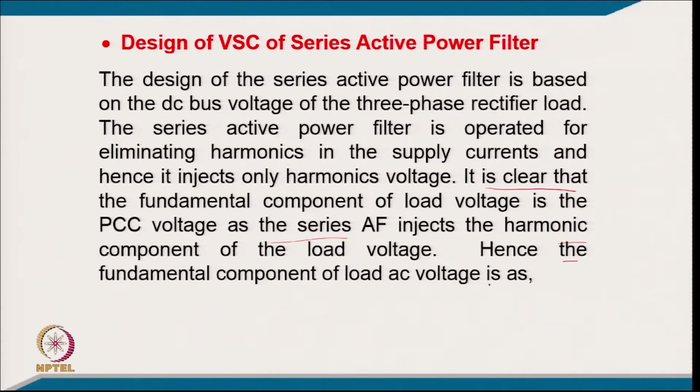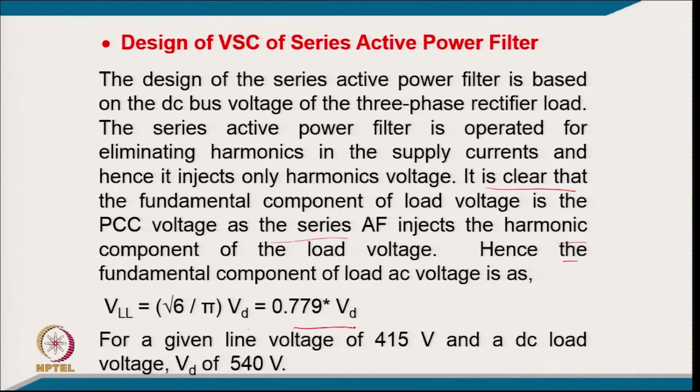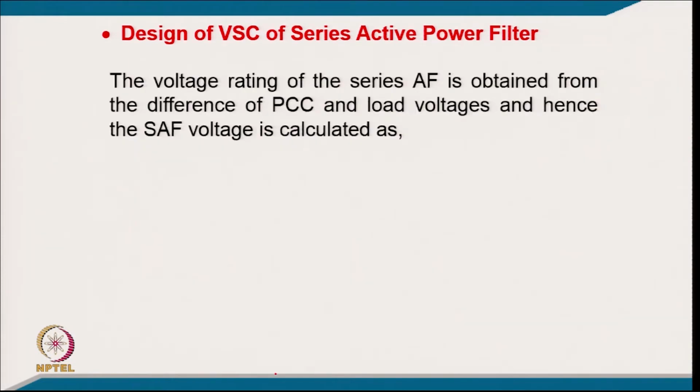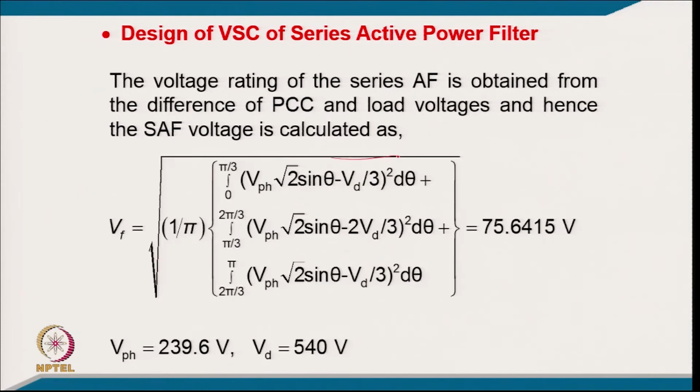Hence, the fundamental component of load AC voltage is typically V_LL = (√6/π) Vd, that is 0.779 Vd, and for a given line voltage of 415 and a DC link voltage of 540 volt, the voltage rating of the series active filter is obtained from the difference between PCC voltage and load voltage. Hence, the series active filter rating is calculated from this relation, 2 upon 2π, and this is virtually done starting from 0 to π/3, that is the first 60 degrees.